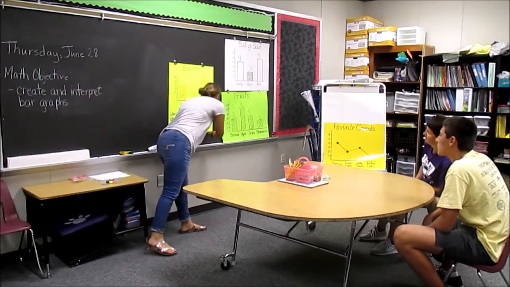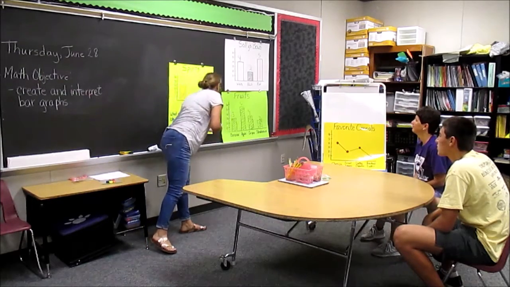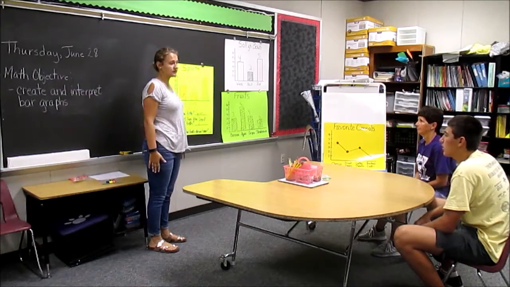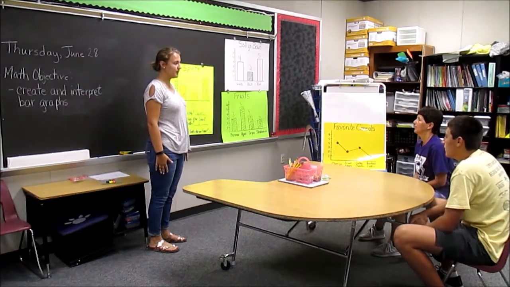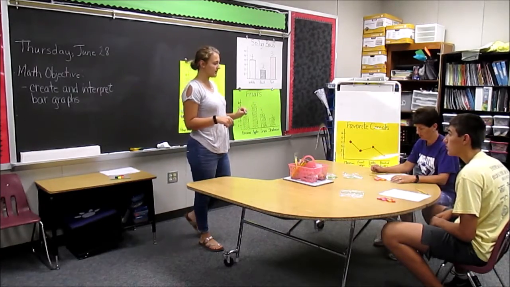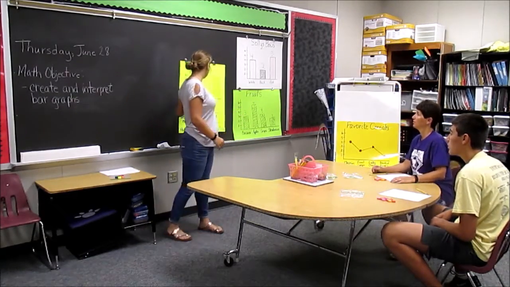Awesome. All right, so those are the basic rules about a bar graph. Does anybody have any questions before we go on to our activity? Nope. What you're going to do for this activity is take your Starburst and make it into a bar graph, just like these.